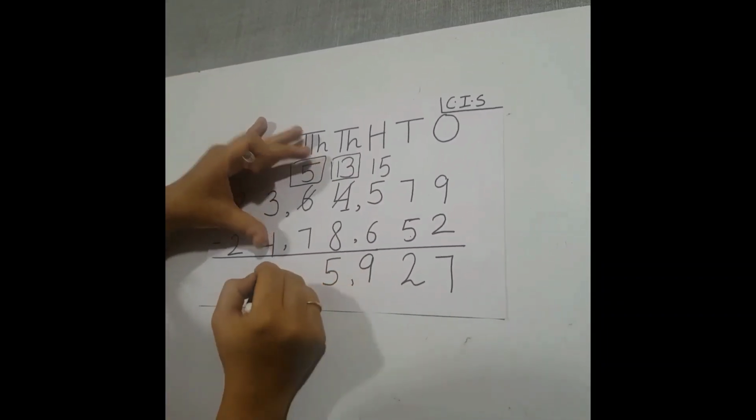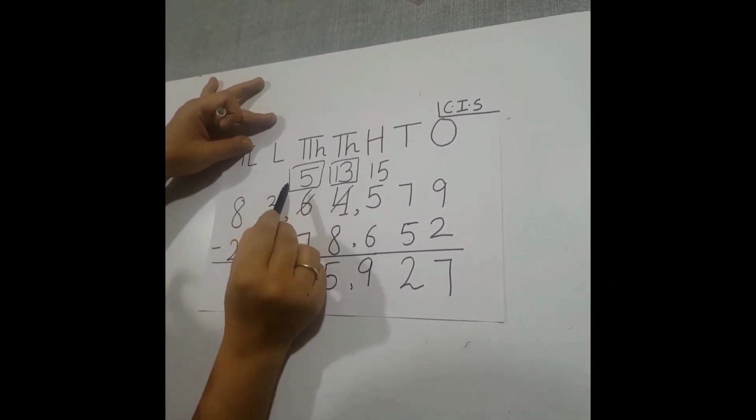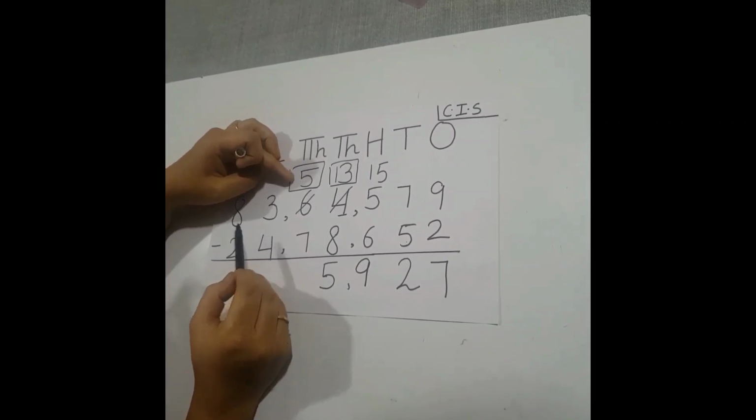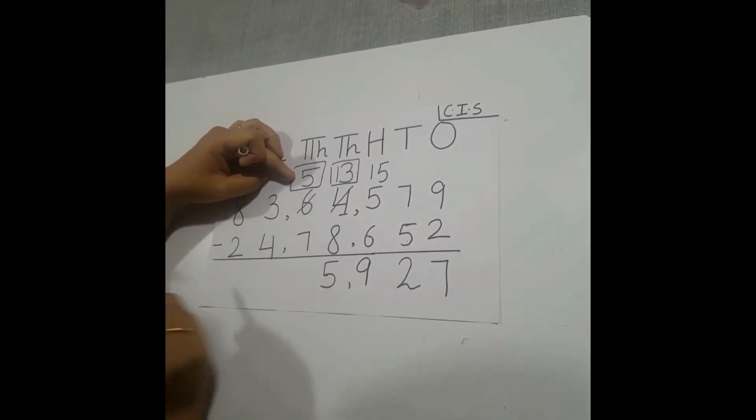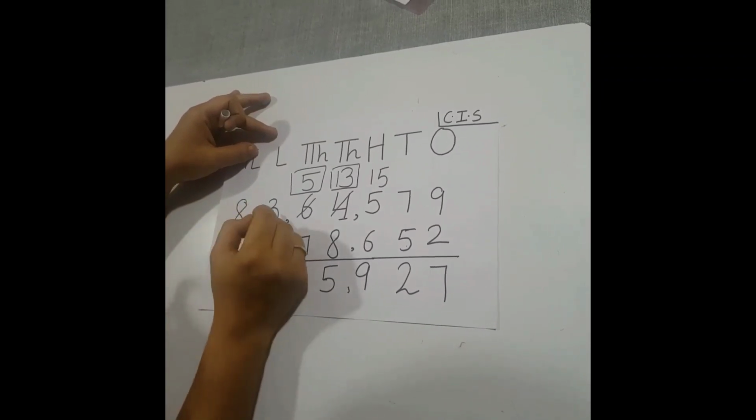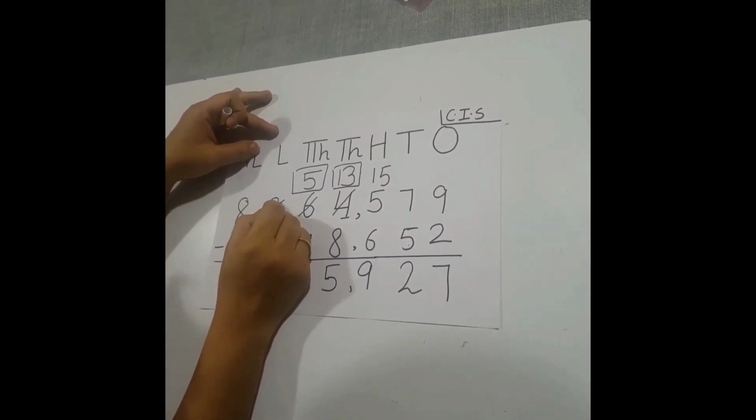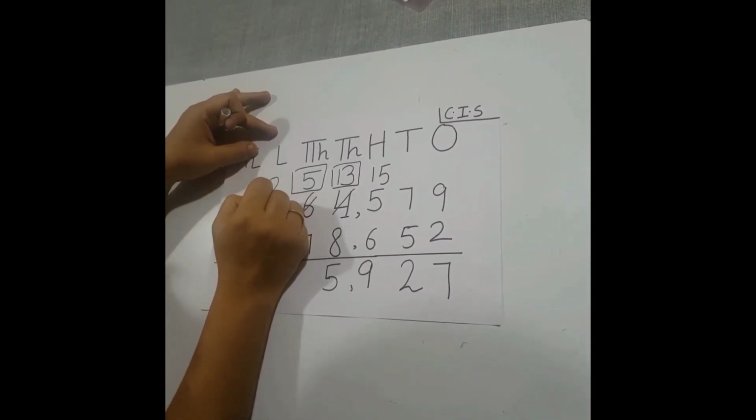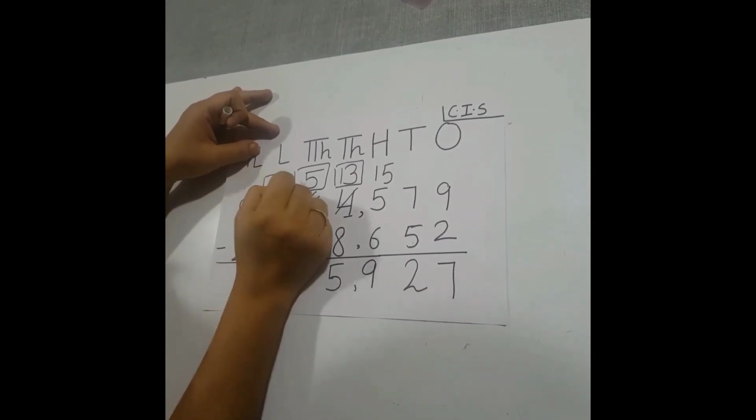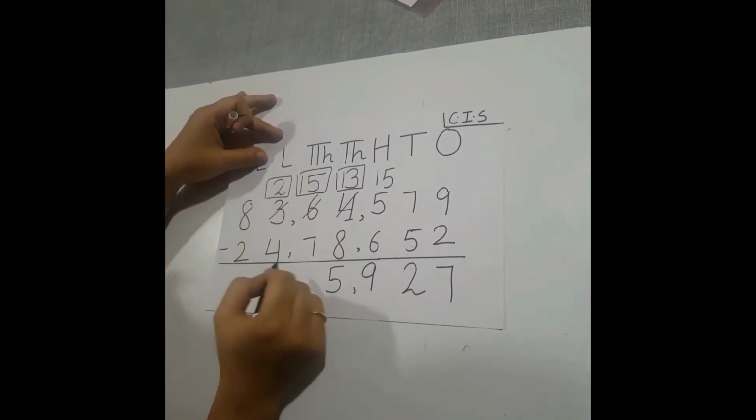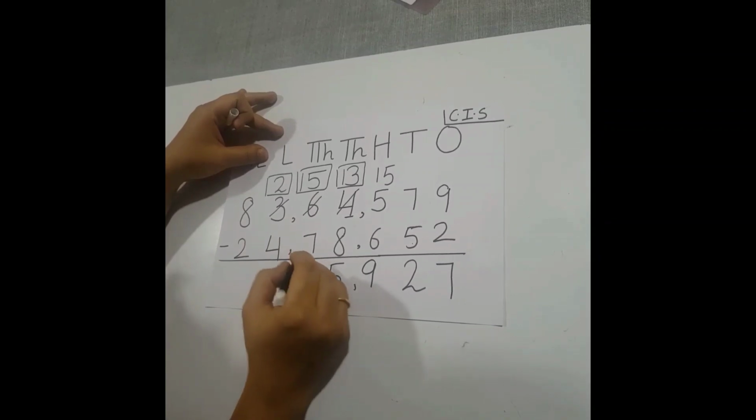Now we will come to the next place value, that is at 10,000. From 5 again we cannot subtract 7. So what we will do, we will borrow from the lakhs. At lakhs place 3 is there, so we will reduce 3 by one digit. So 3 will become 2, and this 5 will become 15. So from 15 we can easily subtract 7. So 15 minus 7 is 8.